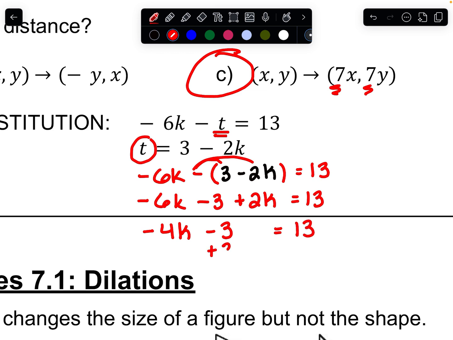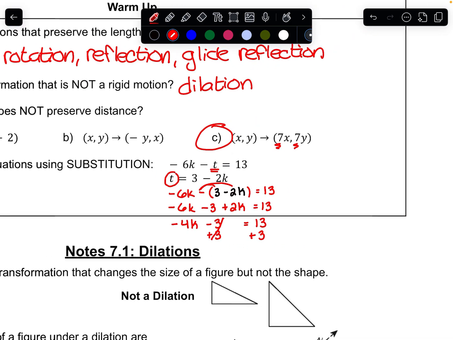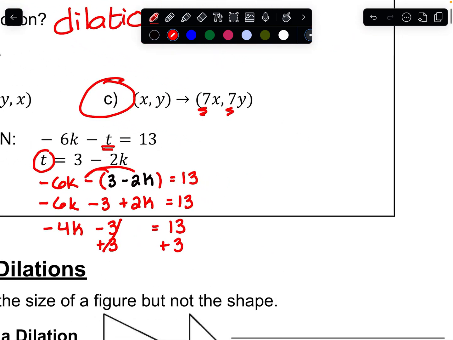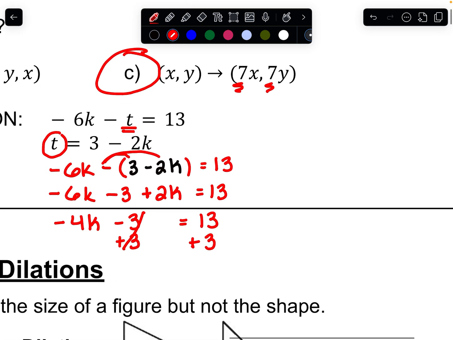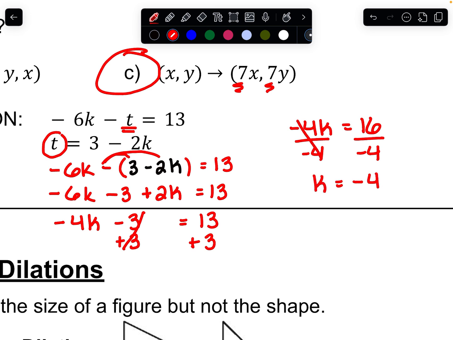We can add 3 to both sides. Add 3 to both sides and we get negative 4k is equal to 16. Then if we divide by negative 4 on both sides, we're gonna get k is equal to negative 4. A positive divided by a negative is a negative, and 16 divided by 4 is 4.